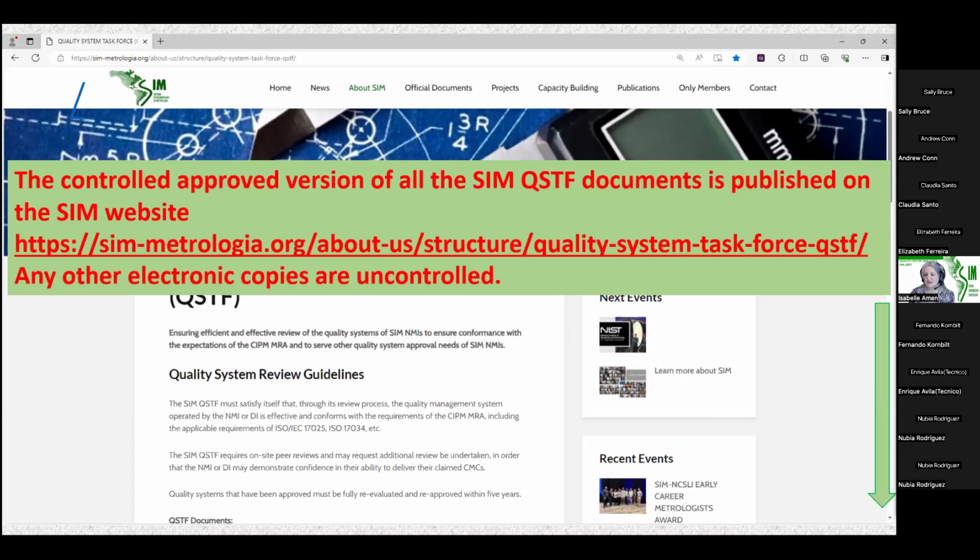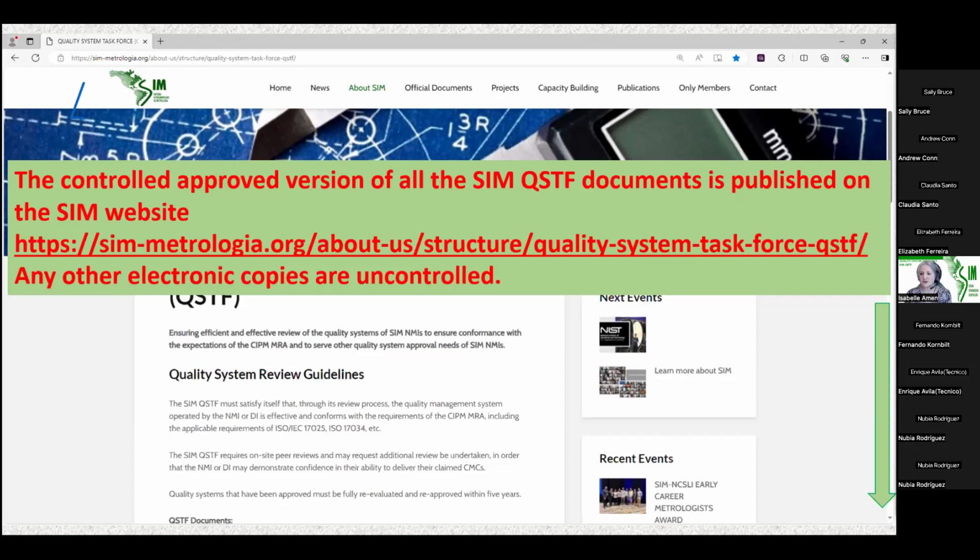As SIM QSTF has transitioned very recently from a NIST hosted web page to the official SIM website that you see here on this screen, but more recently also from a NIST hosted SharePoint to a very recently launched SIM SharePoint, you may find reference to the QSTF documents in various locations on the internet due to this transition. However, in case of doubt, the only official publication site is the external SIM website shown here.